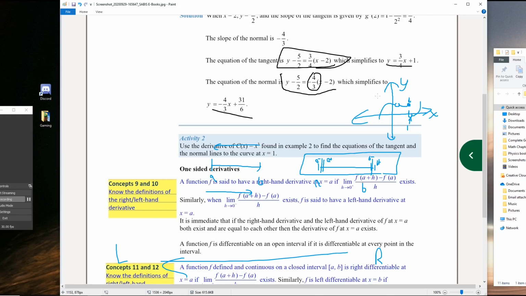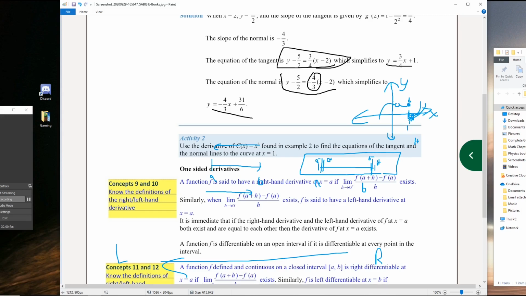So let me help you. Right hand differentiable is going from right to left, right? Right hand differentiable is 1 plus in this case, because you were taking 1, so 1 plus. 1 plus means right in front of it, as you approach towards it. But this value does not exist. It's not defined. So in this case, because it's not defined, it's not right differentiable.